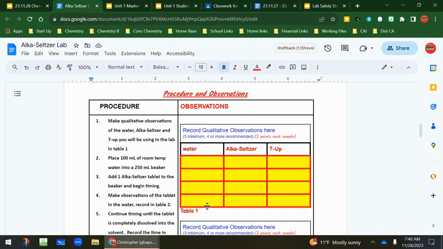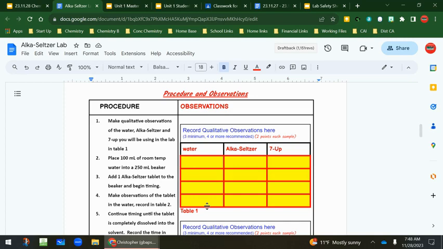So I give you the procedure, and then I tell you, over here is where you make your observations. So that's how we get our definition of a carefully controlled series of observations. So we're going to start out by making qualitative observations. Qualitative means, again, no what? Numbers. No numbers.